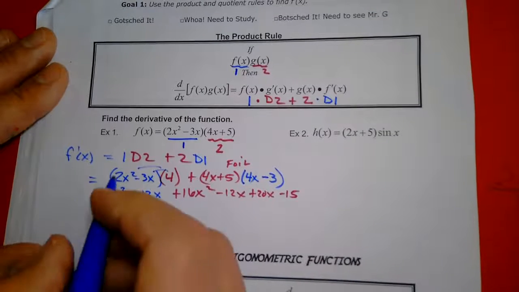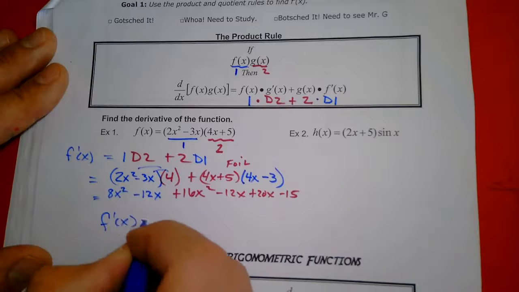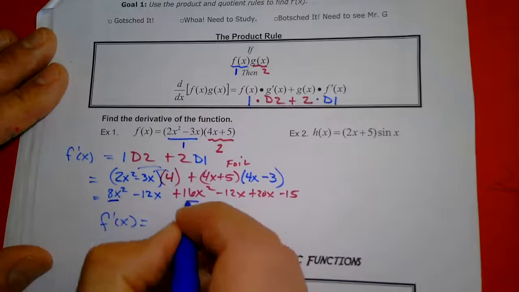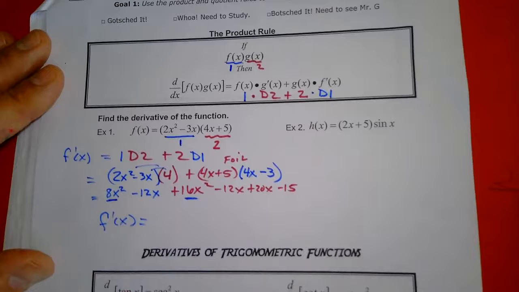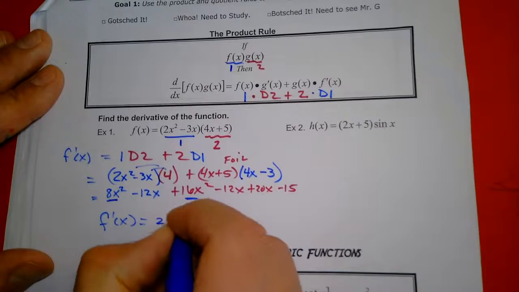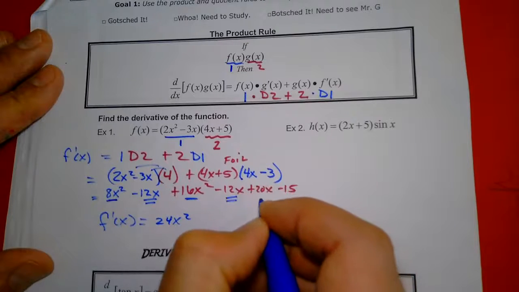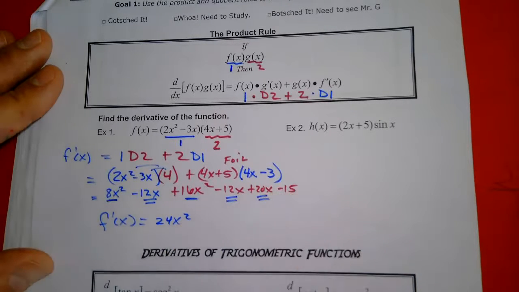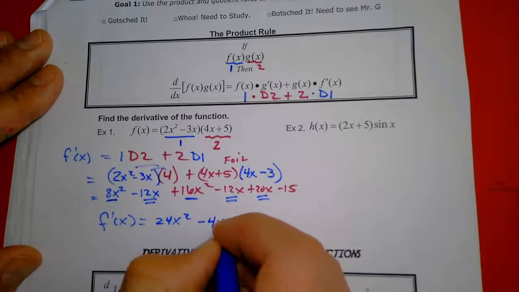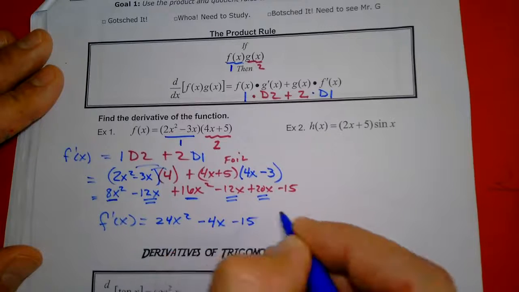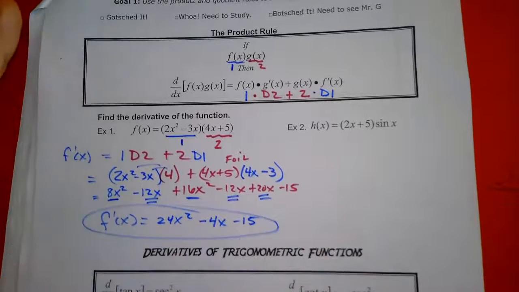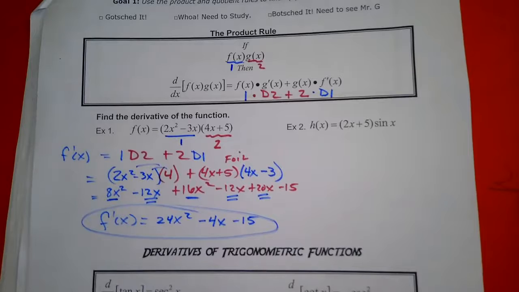The final answer is just putting it all together and simplifying. I've got an 8x squared and a 16x squared. So how many x squareds do you have? You've got 24x squared. Then I have a negative 12x and a negative 12x, that's negative 24x, and then plus 20x. So what's that? Negative 4x. And then last but not least, the negative 15. So again, that is what's called the product rule.